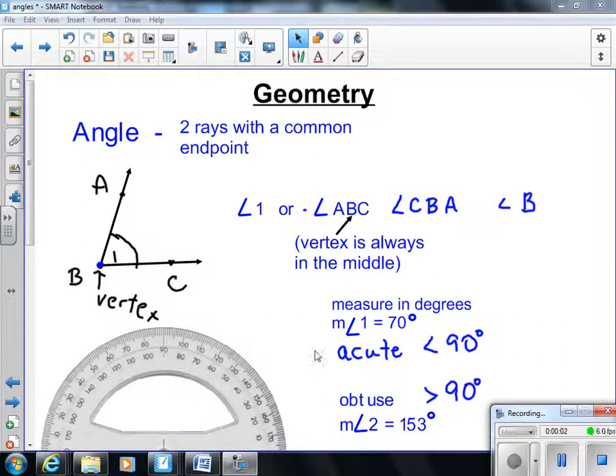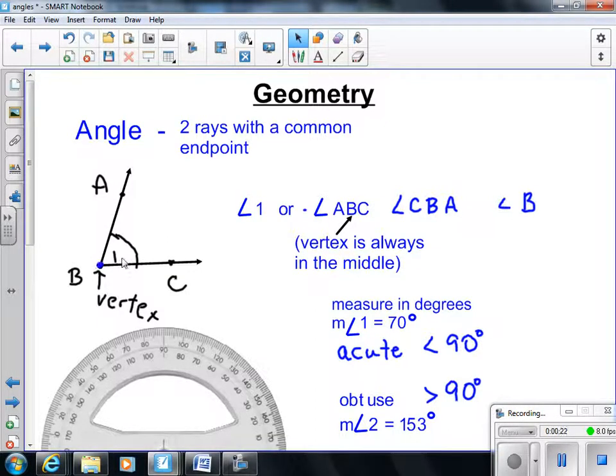Today we're going to be starting our geometry unit. Let's first talk about angles. An angle is basically two rays with a common endpoint. We know that the endpoint is where a ray begins. An angle is where I have two rays that share a common endpoint.